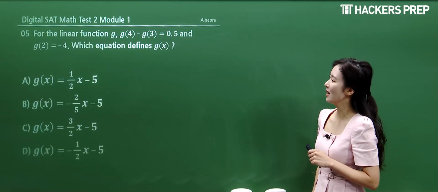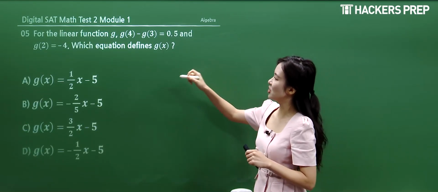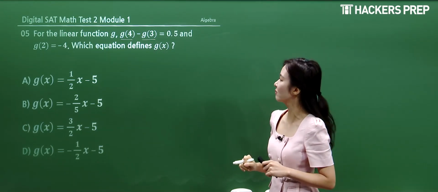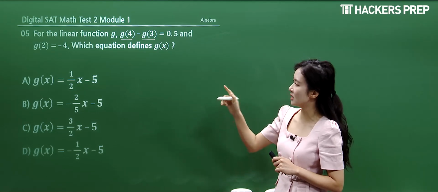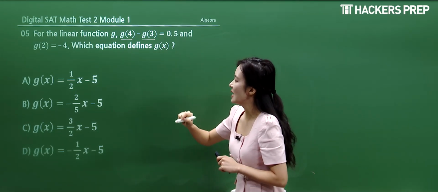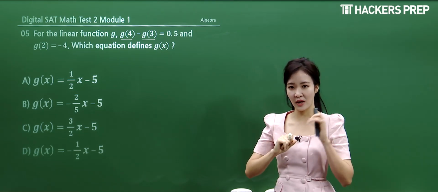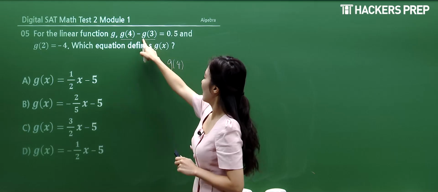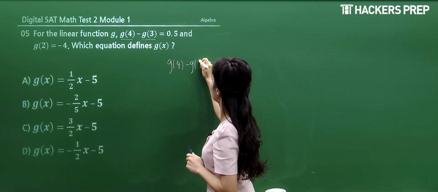Okay. Question 5. For the linear function g, g of 4 minus g of 3 is equal to 0.5, and g of 2 is negative 4. Which equation defines g of x? Now, let's put these pieces of information together, okay? So we have g of 4 and g of 3.